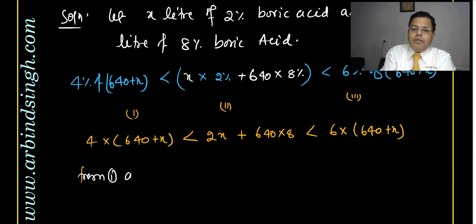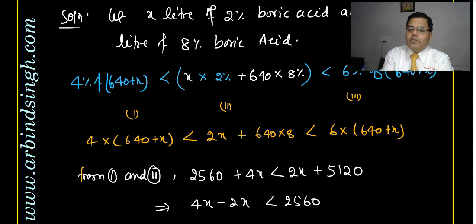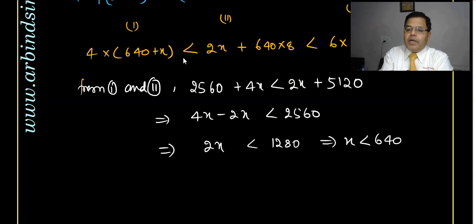From first and second, we have 4 into 640 is 2560, so 2560 plus 4x is less than 2x plus 5120. If 2x comes to this side, 4x minus 2x is less than 5120 minus 2560, that is 2560. So 2x is less than 2560, and x must be less than 1280, because dividing by 2 gives 640.